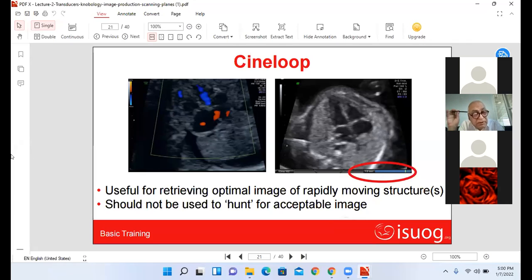And cine loop is very good for studying the heart, because we can see the wall, the tricuspid, and the wall movements, and whether the heart is in systole or in diastole. So we can always go to a different frame by changing the trackball. That is called cine loop. It's a very important part, and mostly all machines now have it. Next slide, please.